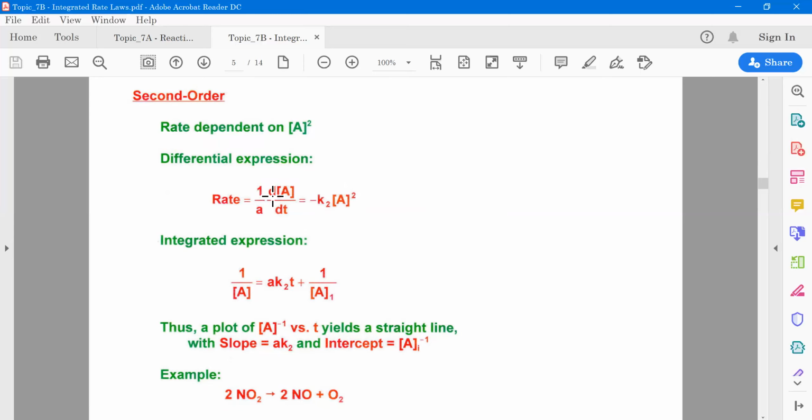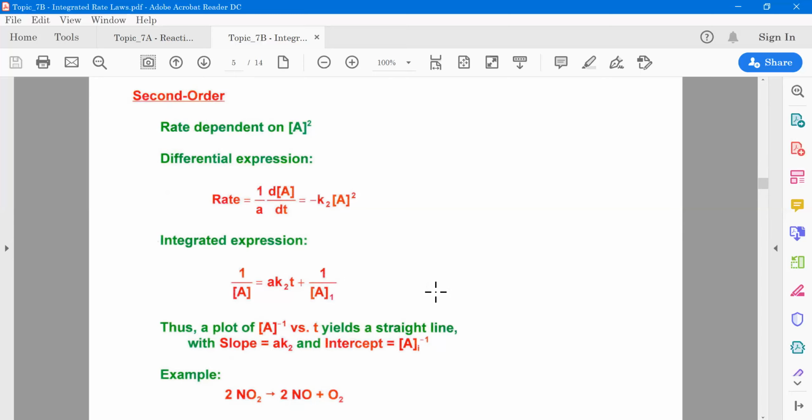The integral of dA over A squared from elementary calculus is 1 over A, as you know. The integral again of dt is simply t. And so the integrated expression looks like this. It's 1 over the concentration of A equals a k2, the rate constant for the second order reaction, times t, plus the constant of integration, which is 1 over the initial concentration. This little 1 here should be an i, by the way, a misprint.